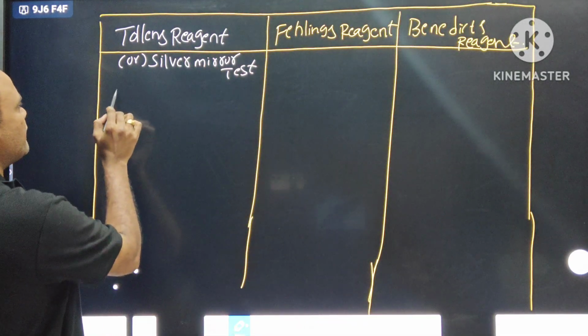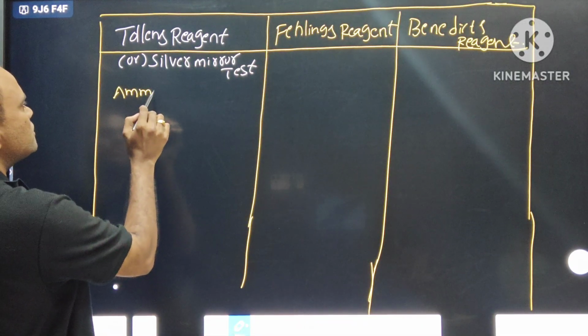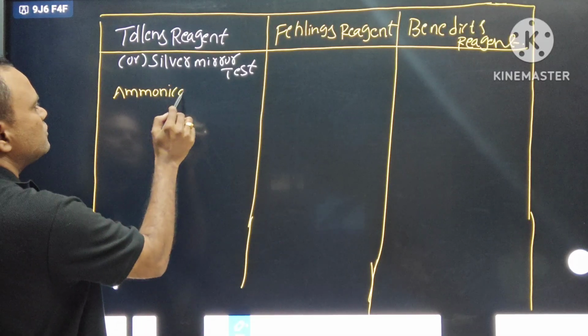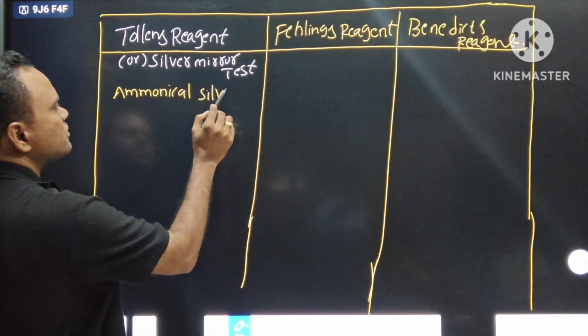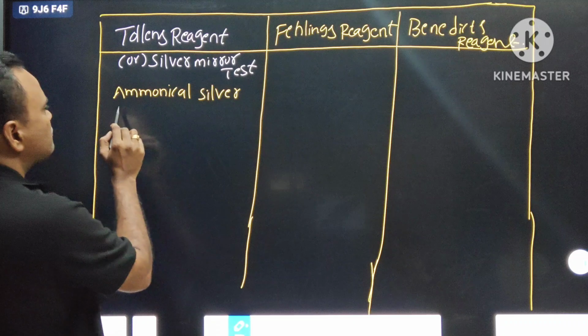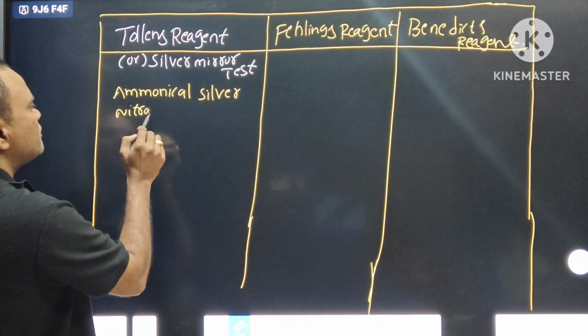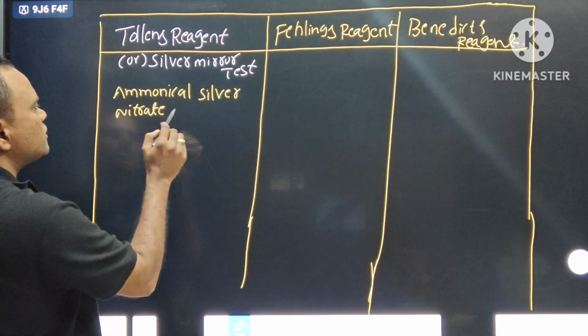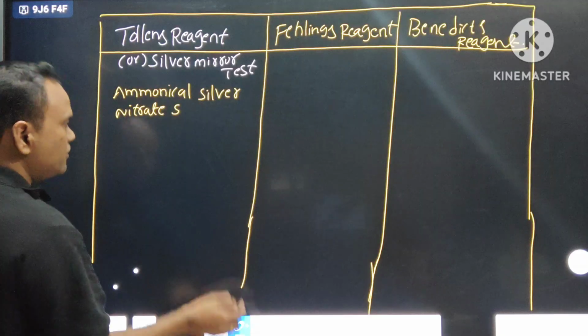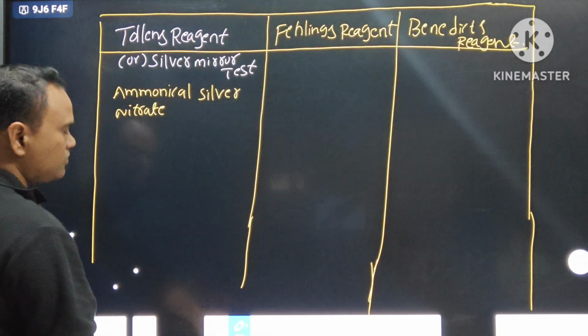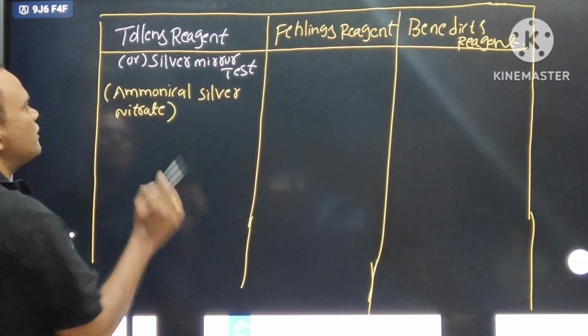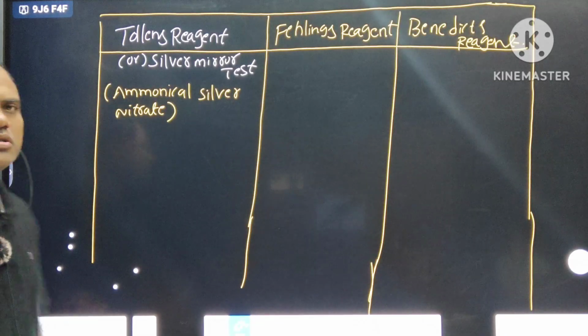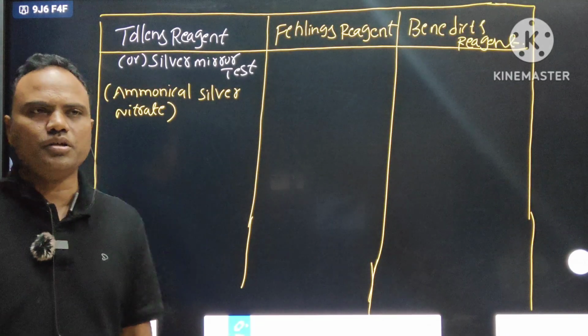Ammoniacal silver nitrate is also called Tollens reagent. Ammoniacal silver nitrate is commonly called Tollens reagent. Common name for Tollens reagent: ammoniacal silver nitrate.